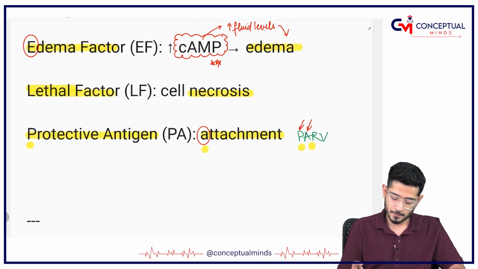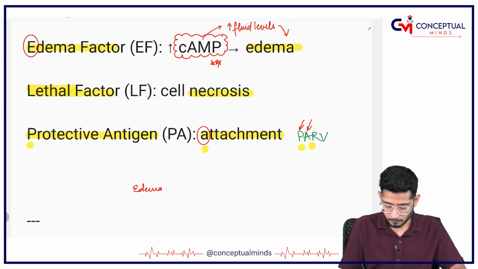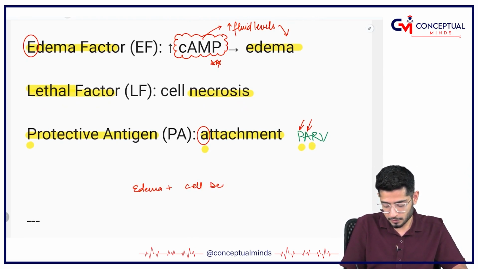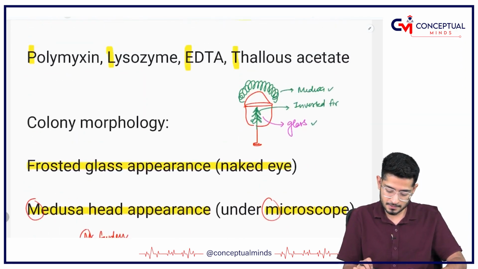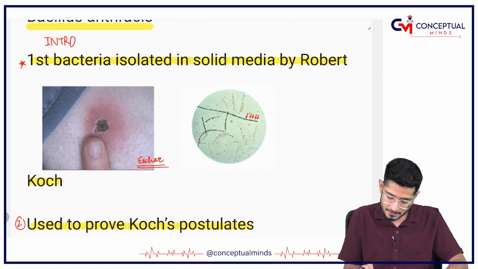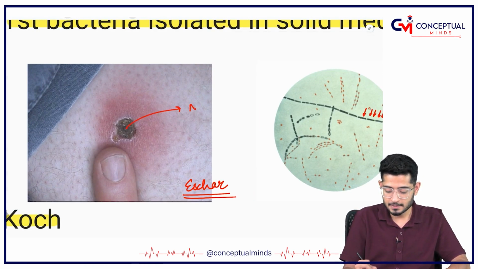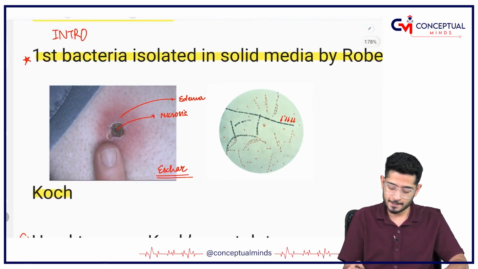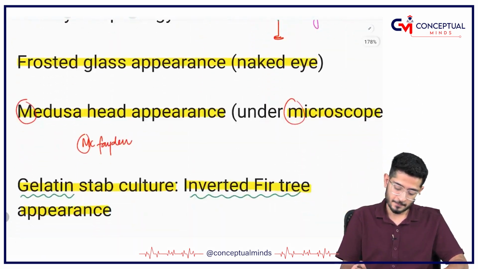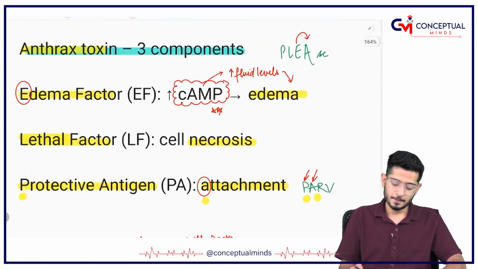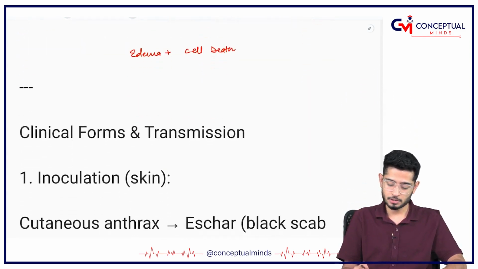So, can you see there is edema plus cell death, which is going to be there with anthrax, and eschar is nothing but this black one inside, my dear friends. This black one inside is the necrosis which is happening, and surroundingly you will see edema. Okay. So, edema plus necrosis factors are responsible. Anthrax has got this function.